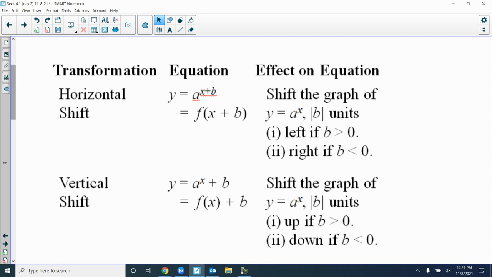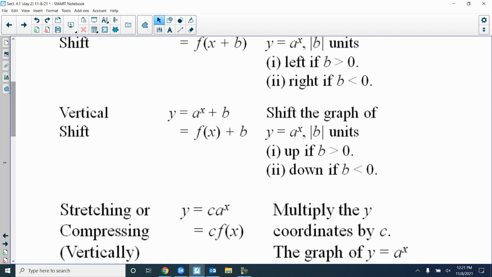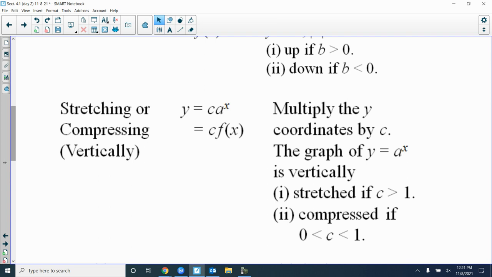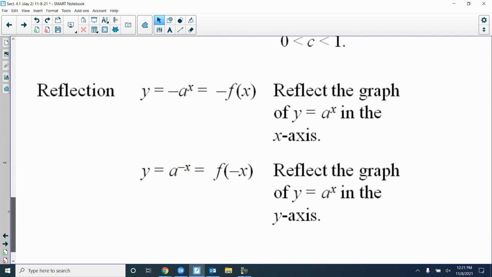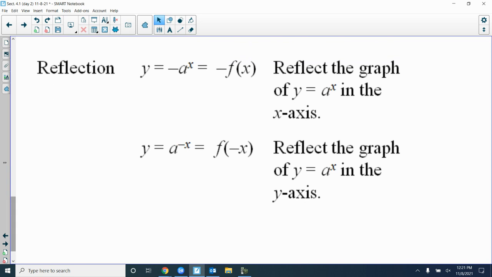Horizontal shift, you add a constant to the exponent, plus or minus b. Vertical shift, that is where you add a constant after the 2 to the x. Stretch or compress, that's when you're going to multiply. On the outside will be vertical. If you multiply the x by a constant, it'll be horizontal. And then what is the last thing? Reflections. Again, a negative out in front will reflect it over the x-axis. A negative with the x will reflect it over the y-axis.